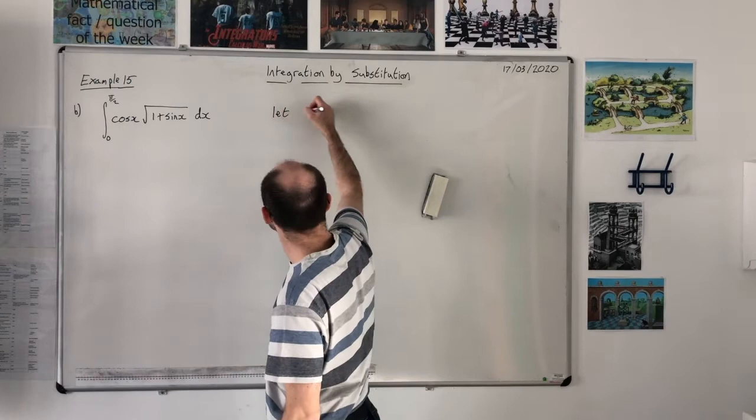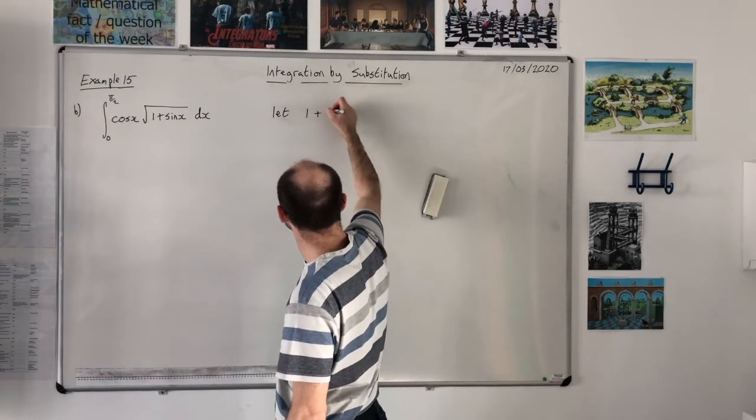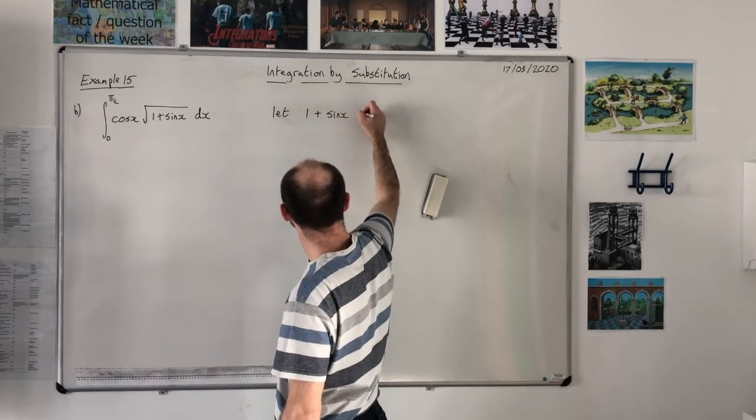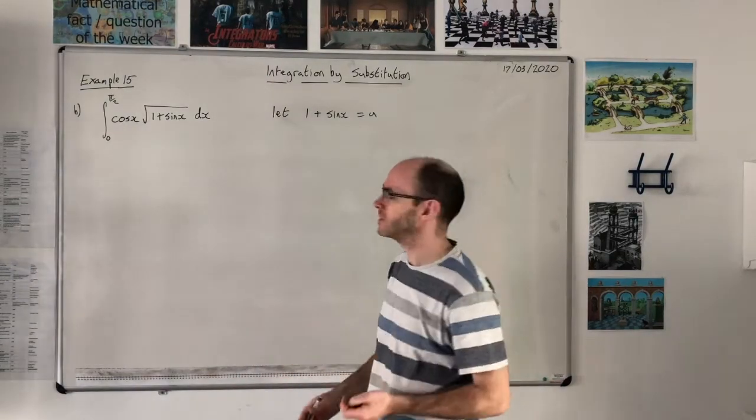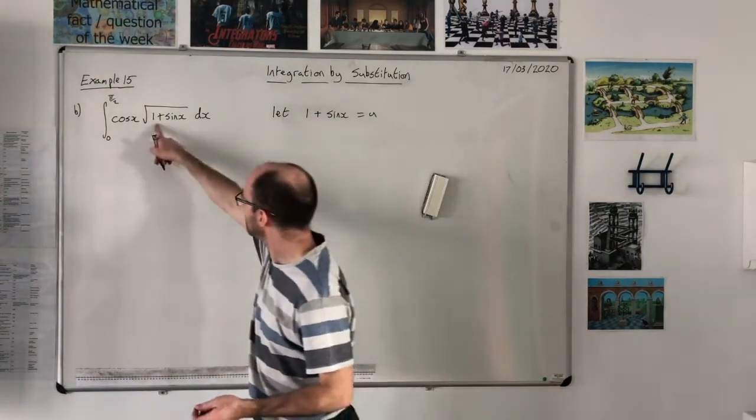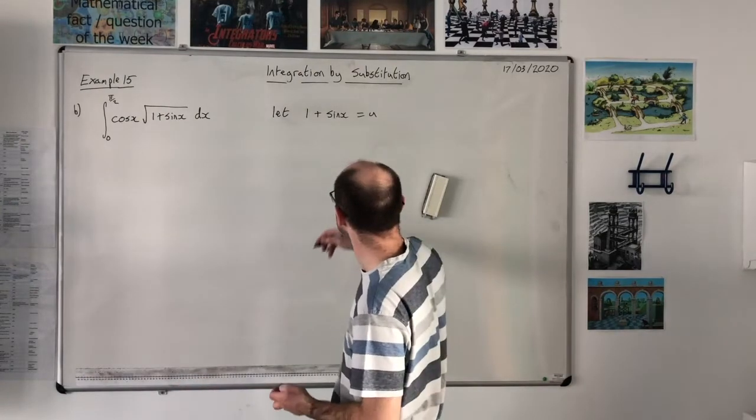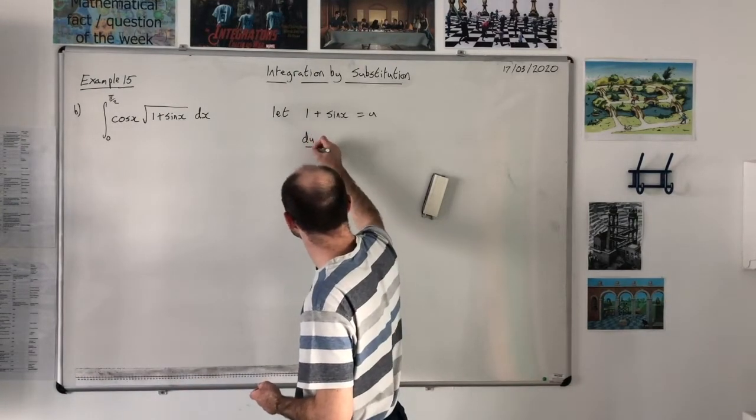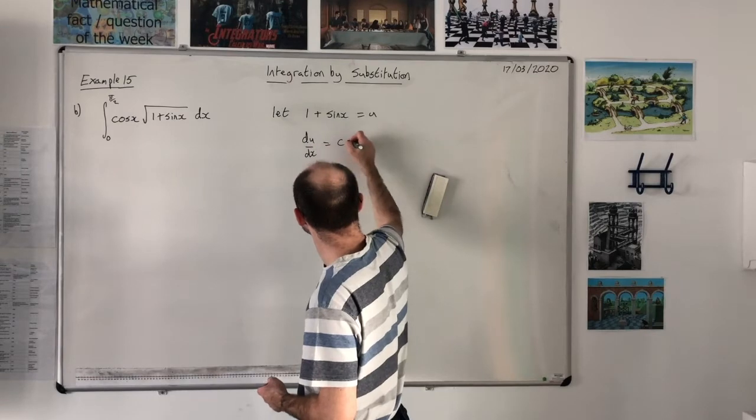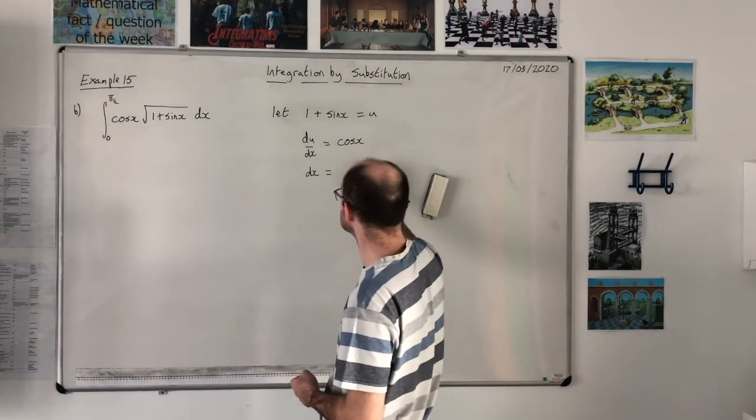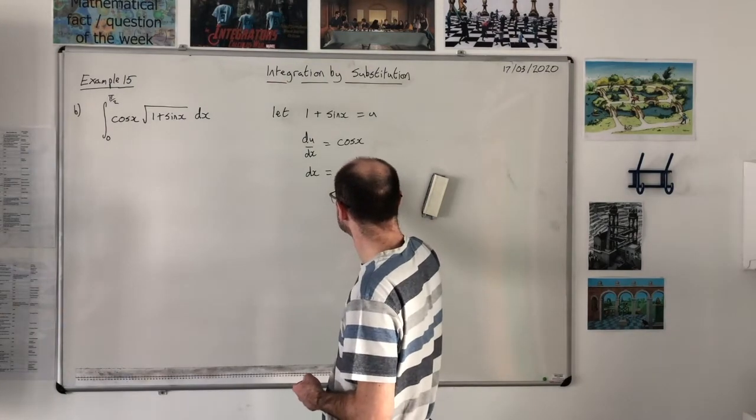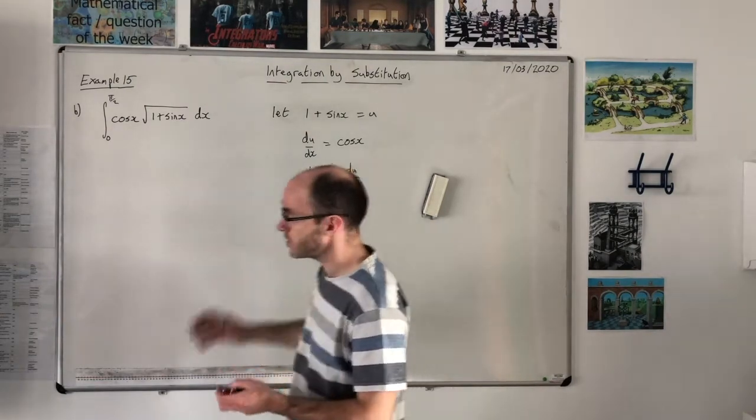The substitution to make is let 1 plus sine x equal to u. I could have written it the other way around really, couldn't I? But never mind, I've left it like that. So 1 plus sine x is what u is, okay? So that means du dx is equal to cos x, and so that means dx is equal to du over cos x. Hopefully you're happy with that.